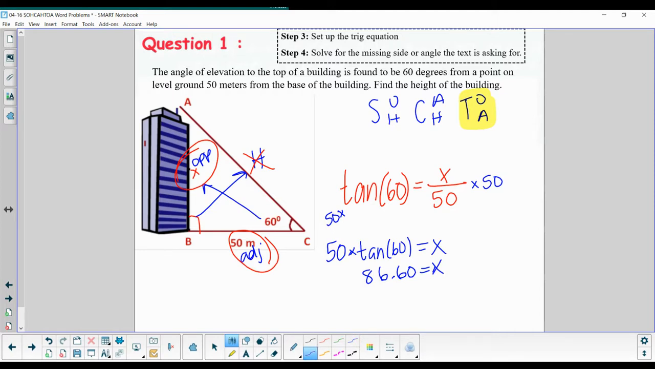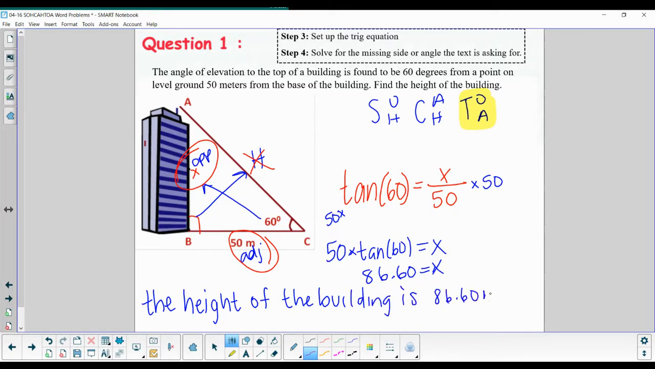So my sentence is: the height of the building is 86.60 meters tall. And there's my sentence.